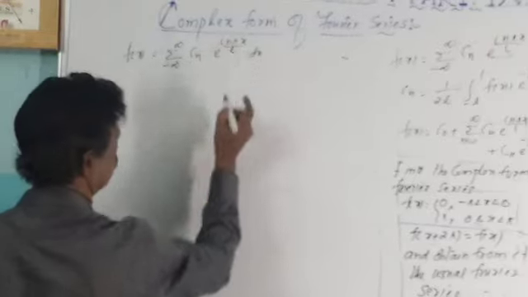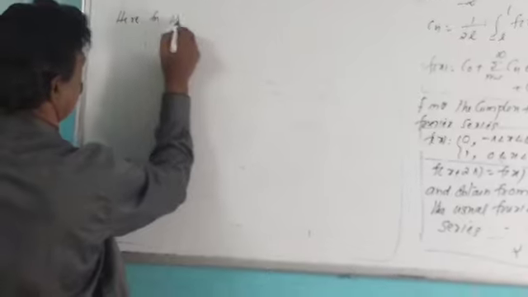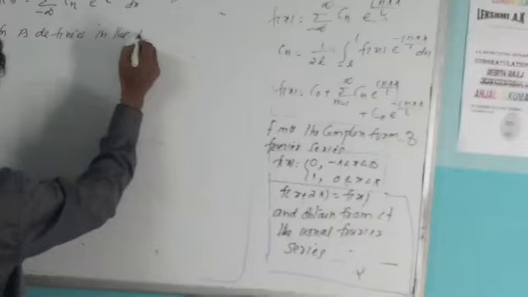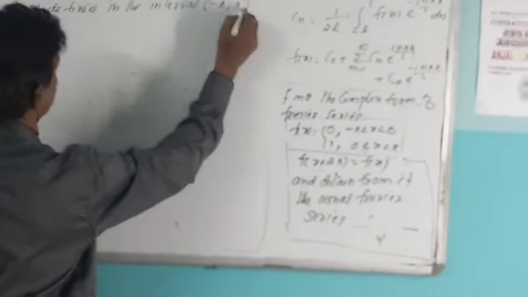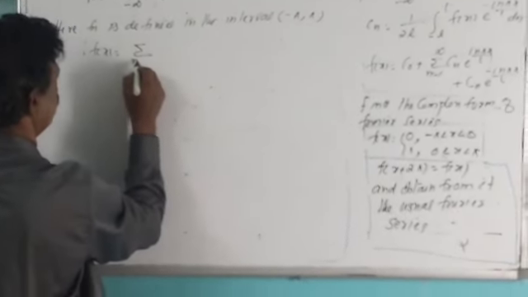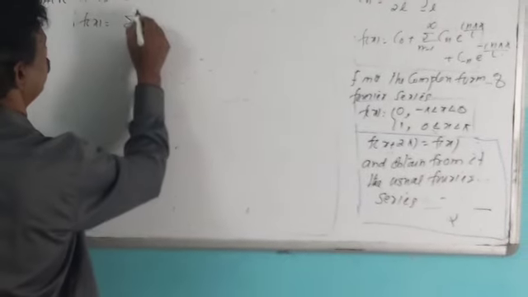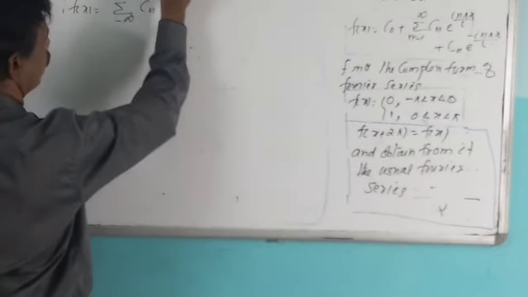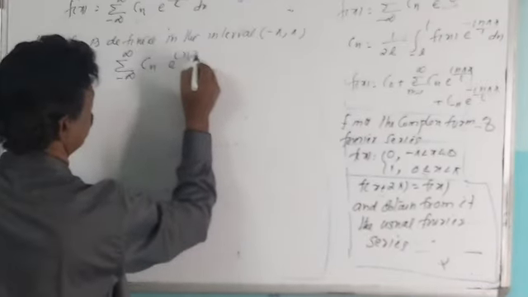Here the function is defined in the interval minus pi to plus pi. Then f of x is equal to sigma from minus infinity to plus infinity of cn e raised to i n x, putting x equal to pi and l equal to pi, so pi and pi cancel.